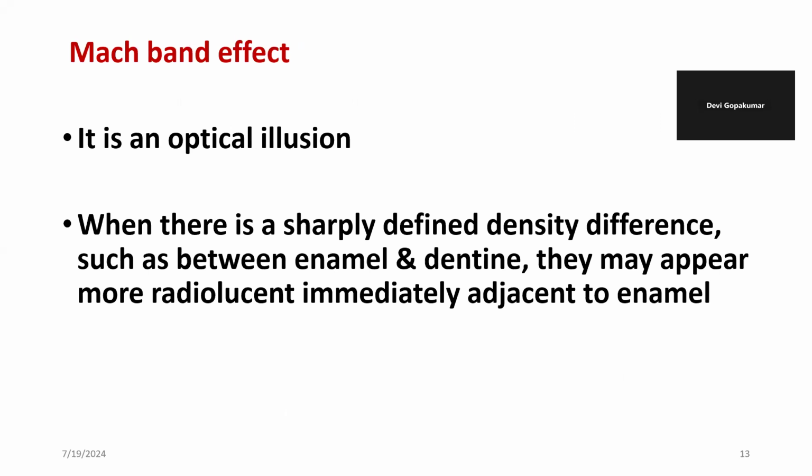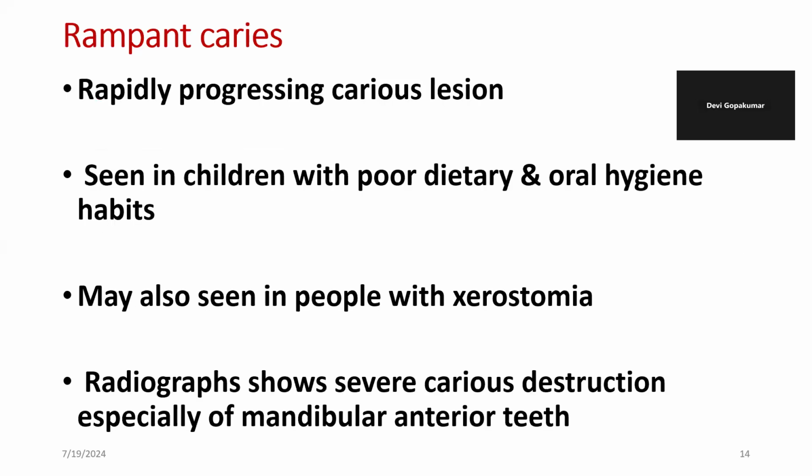Next is the match band effect. It is an optical illusion. When there is a sharply defined density difference, such as between enamel and dentine, the dentine may appear more radiolucent immediately adjacent to enamel. Rampant caries are rapidly progressing caries lesions seen in children with poor dietary and oral hygiene habits, and may also be seen in people with xerostomia. Radiographs show severe caries destruction, especially of mandibular anterior teeth.